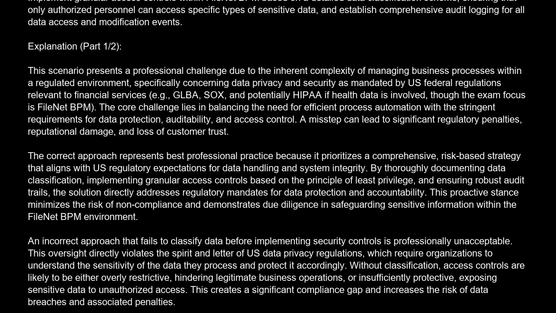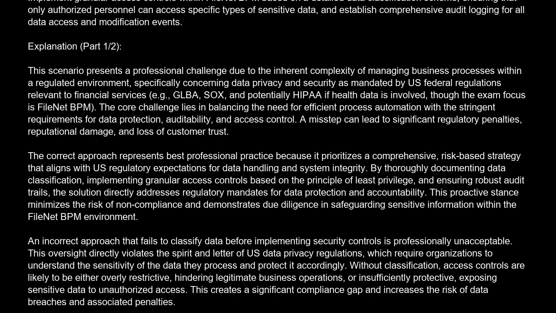Correct answer is C. Implement granular access controls within FileNet BPM based on a detailed data classification scheme, ensuring that only authorized personnel can access specific types of sensitive data, and establish comprehensive audit logging for all data access and modification events.